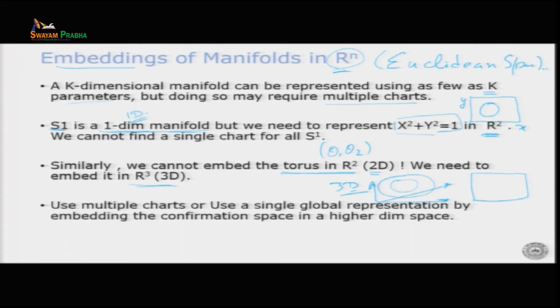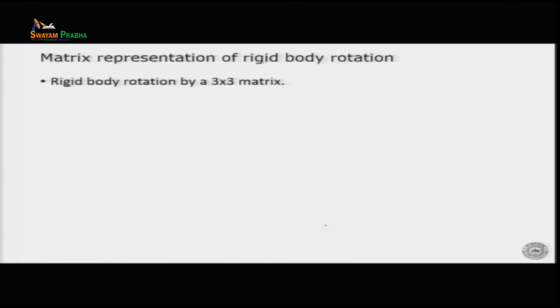Okay. So now what do we do about it? What we can do about it is use multiple charts, or use a single global representation by embedding the configuration space in a higher dimensional space. To get rid of this problem, one possibility is to use multiple charts. The other possibility is to use a single global representation by embedding the configuration space in a higher dimensional space. So, we are going to follow this one, try to embed it in a higher dimensional space and see how to go about it.